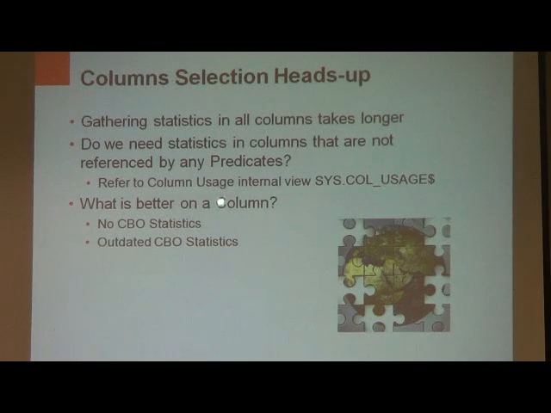So what would be better on a column: having no statistics or having outdated stats? Imagine that you are doing the FOR ALL INDEXED COLUMNS. So which one of these two is better? No statistics? Why do you think no stats is better? Because in our environment, sometimes using the dynamic sample size, you can get a better plan. Because if it's really outdated, it's really, really bad.